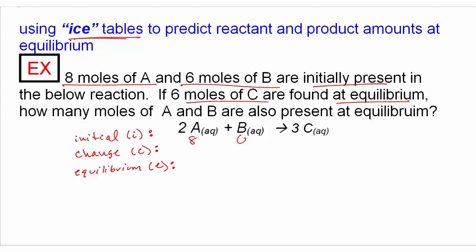6 moles of B, put in a 6. And they didn't say anything about C, so you put in a 0. I like to write dashes instead of zeros. It makes the tables look better. Change. Change is always minus x's for reactants, plus x's for products. But here you have to take the stoichiometric coefficient into account, because the change for A is twice that of B, because look at the stoichiometric coefficient.